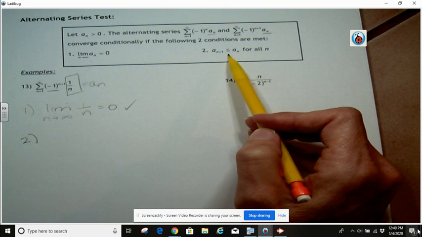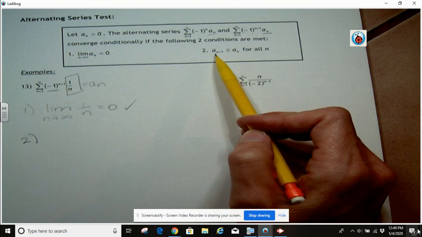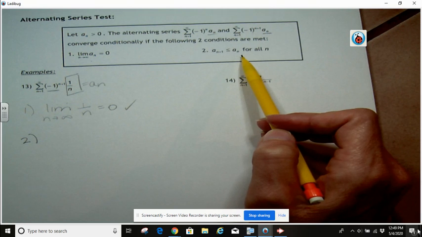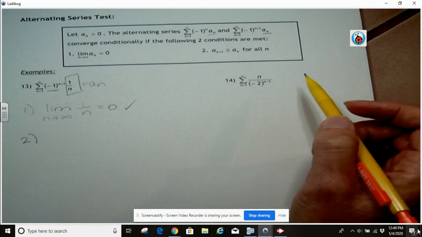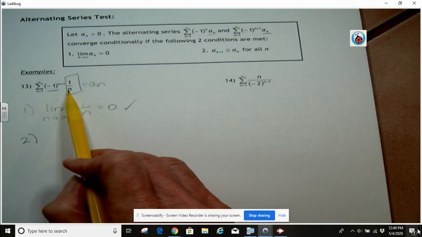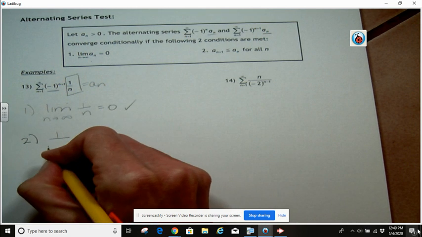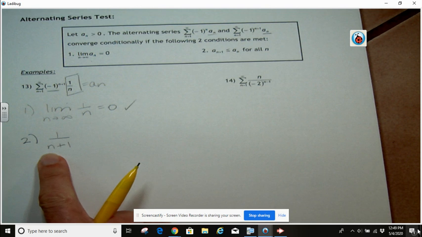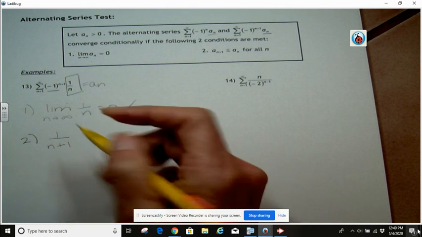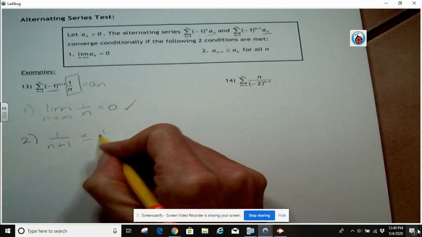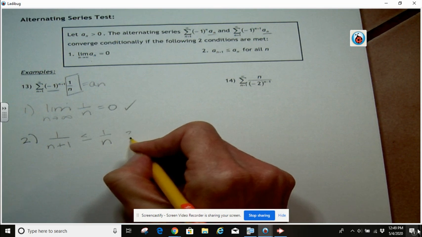So what that means is I have some expression, and I would say like the fourth term is consistently less than or equal to the third term. The 10th term is consistently less than or equal to the 9th term. That's kind of what that is saying. So here, remember, my a sub n is 1 over n. And so my a sub n plus 1, okay, instead of n, I have n plus 1. Is that consistently less than or equal to 1 over n?